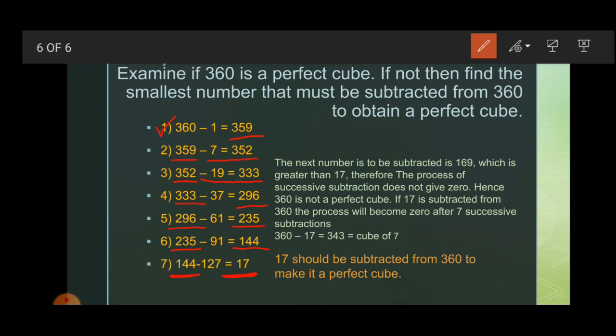The next number to be subtracted is 169, which is greater than 17. Therefore, the process of successive subtraction does not give 0. Hence, 360 is not a perfect cube. If 17 is subtracted from 360, the process will become 0 after 7 successive subtractions. So 360 minus 17 is 343, and 343 is the cube of 7. So 17 should be subtracted from 360 to make it a perfect cube.